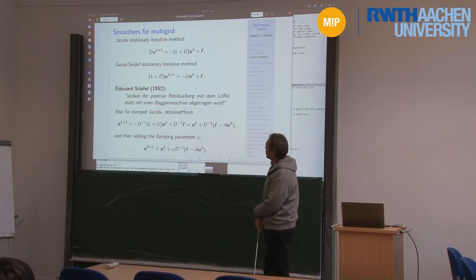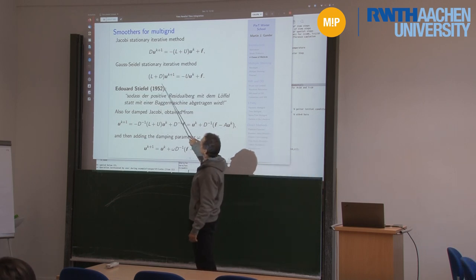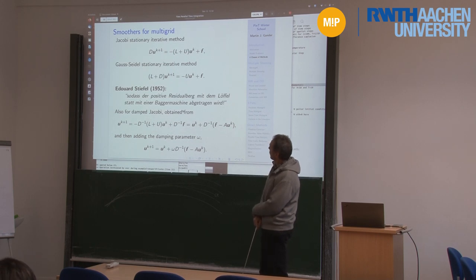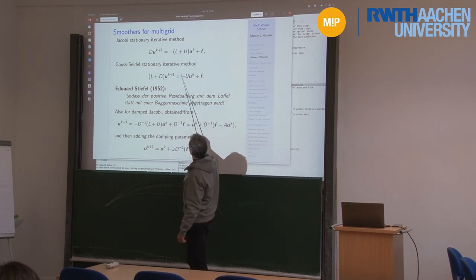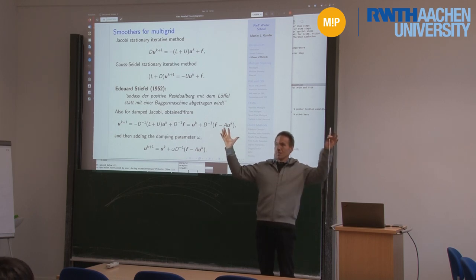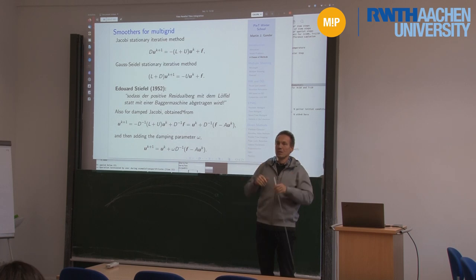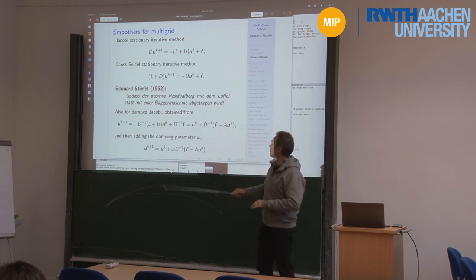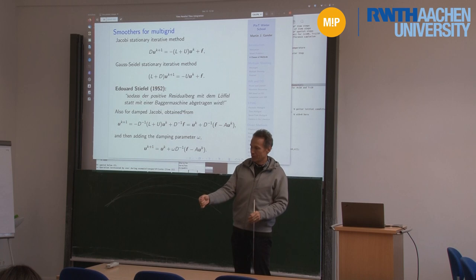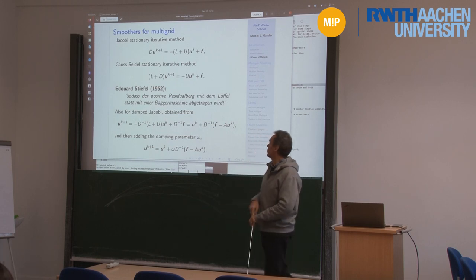And here is a nice quote by Edward Stiefel. There is a beautiful paper by Stiefel about conjugate gradient methods and Krylov methods in general. And what he says is, so dass der positive Residualberg mit dem Löffel statt mit einer Baggermaschine abgetragen wird. So he says, these methods are really useless. What he shows is that if you use such a method on this Laplace problem, the first two or three steps work really well. Somehow the error and the residual goes down. But then suddenly they slow down. And instead of removing the residual with a mechanical caterpillar, you remove it with a spoon. It's just not making any progress anymore.